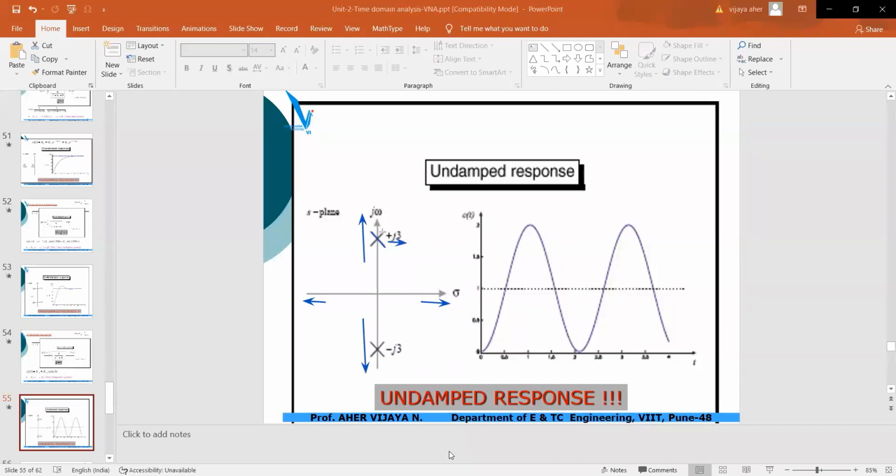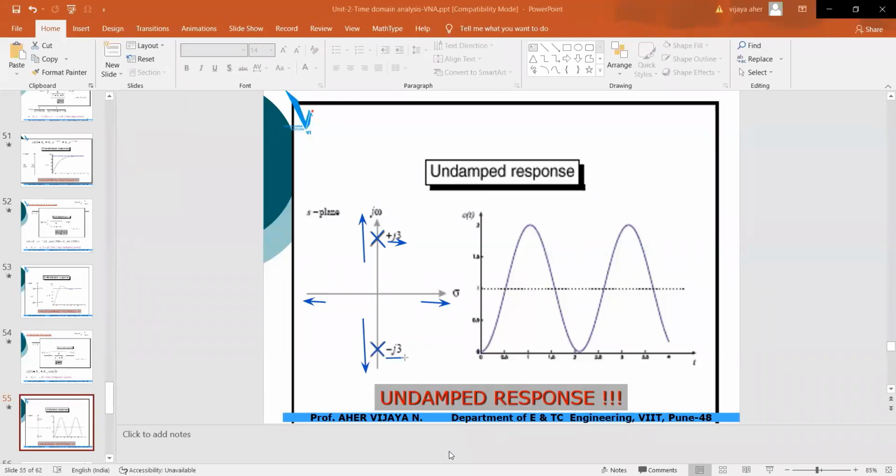First pole is located on the imaginary axis because the real term is not present. Real term is equal to 0. That 0 is here. So s1 is equal to plus j3 is here. My first pole is located at this point on the imaginary axis. Then the second pole is located over here at j omega is equal to minus j3. So this is how you can locate your poles.